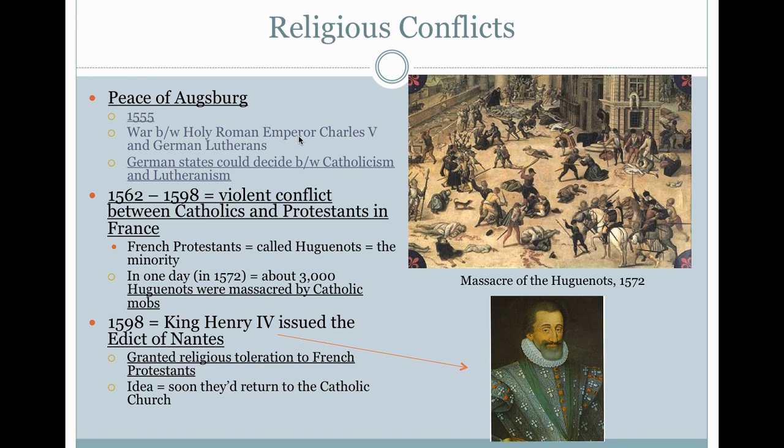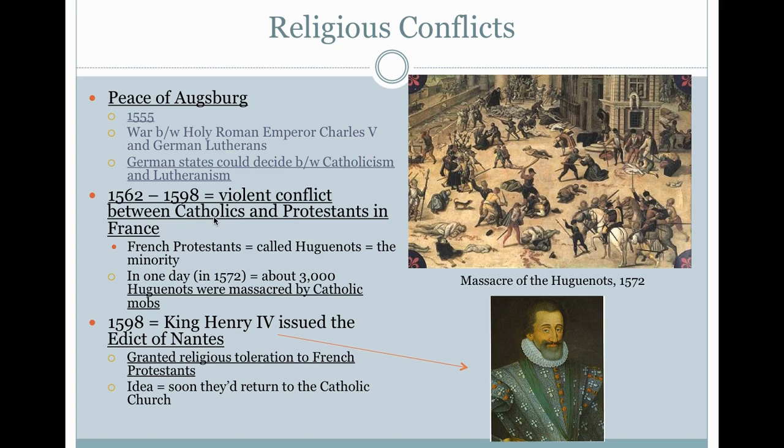In the end, there's this Peace of Augsburg, and at the end, it's interesting. German states could decide what they want to do. So if you look at that map, if we were to go back, you'll see in the Holy Roman Empire there's a fragmentation. There's a little bit of Catholicism, there's some Lutheranism. So that's kind of what happens.